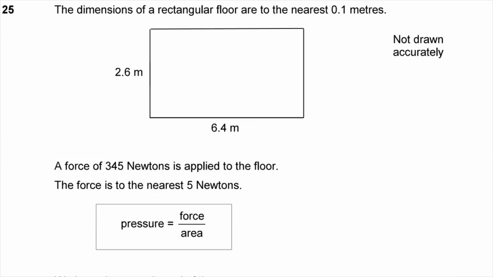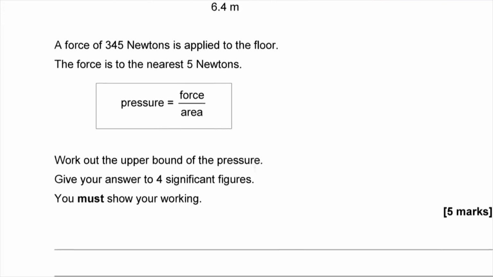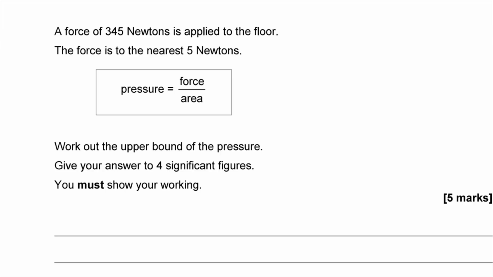Question 25. The dimensions of a rectangular floor are, to the nearest 0.1 meters, 2.6 meters and 6.4 meters. Okay, so before we go any further, this thing here is telling me what type of question this is. This is a limits of accuracy question. So we're interested in the maximum and minimum possible values, I think, for this question. Anyway, let's read on and find out the rest. A force of 345 newtons is applied to the floor. The force is to the nearest 5 newtons.